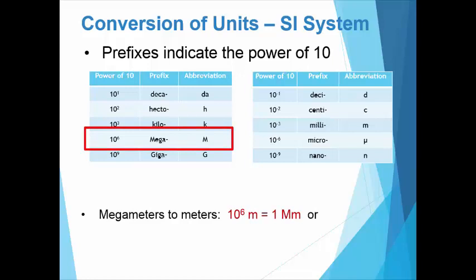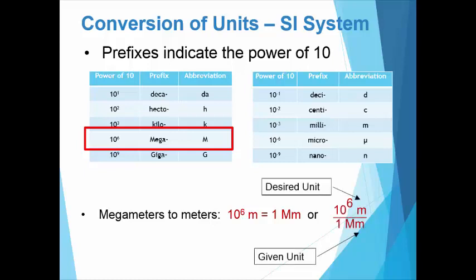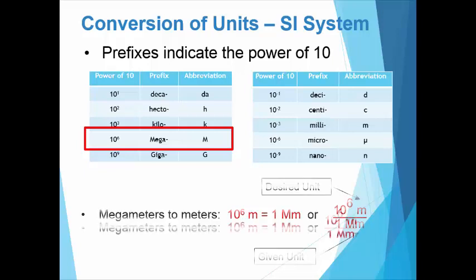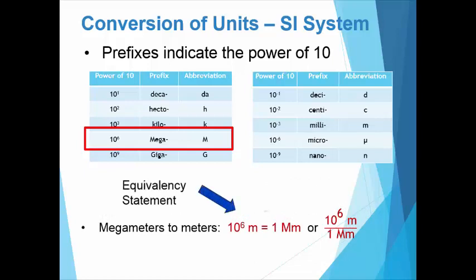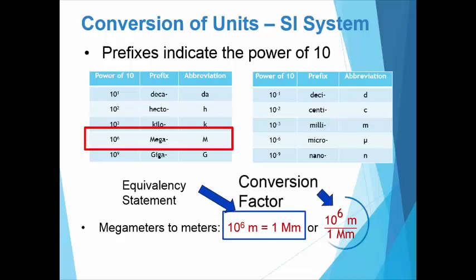Let's look at megameters to meters. All right, here we go. I've got 10 to the 6 meters is the same as 1 megameter. Or, if I write that as a conversion factor, desired over given, I've got 10 to the 6 meters over 1 megameter. Again, step 1, equivalency statement. Step 2, my conversion factor.